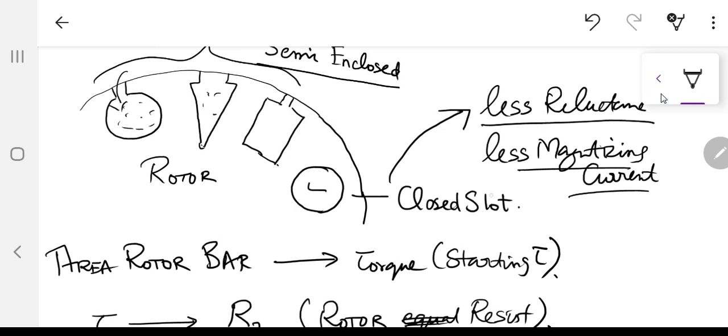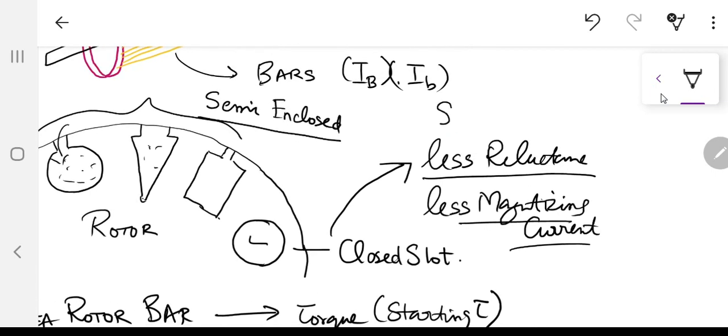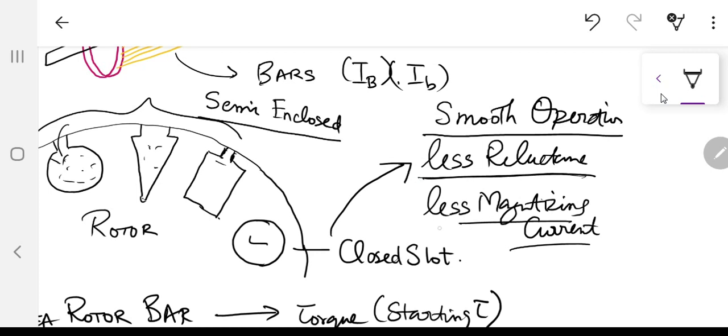And since there is no opening, another advantage is that your operation is going to be smooth. It's going to be very quiet. If there is an opening, certainly it is going to be filled, but that opening is going to cause a little aberration with the air traveling over there, so it's not going to be smooth. Secondly, there is going to be a zigzag flux, as I told you previously also, and since it has less reluctance and less magnetizing current, these are some of the very good things, but the disadvantage is this.